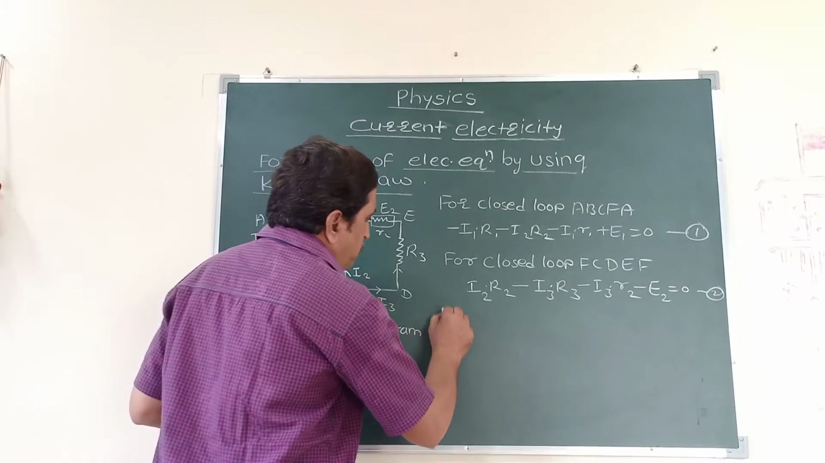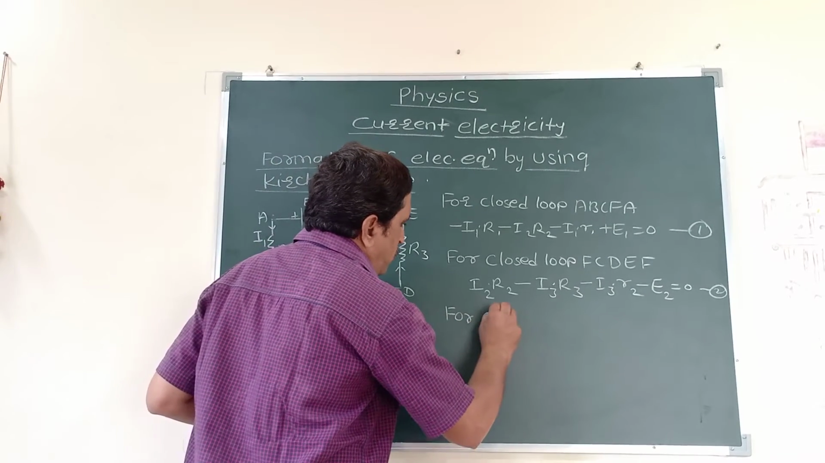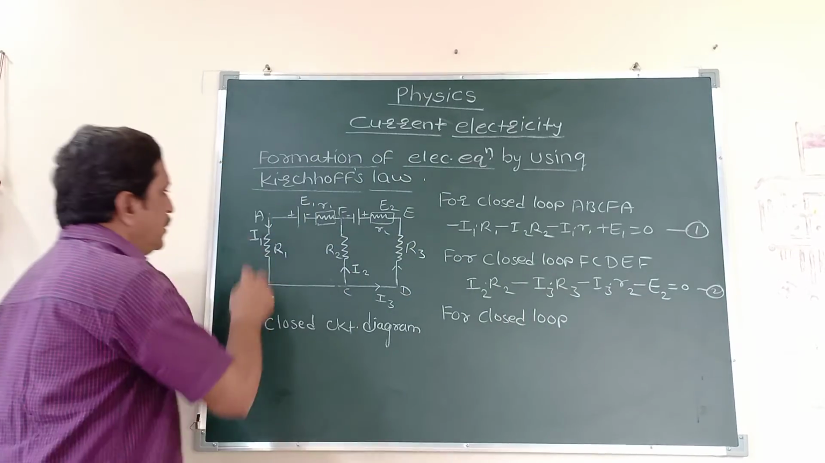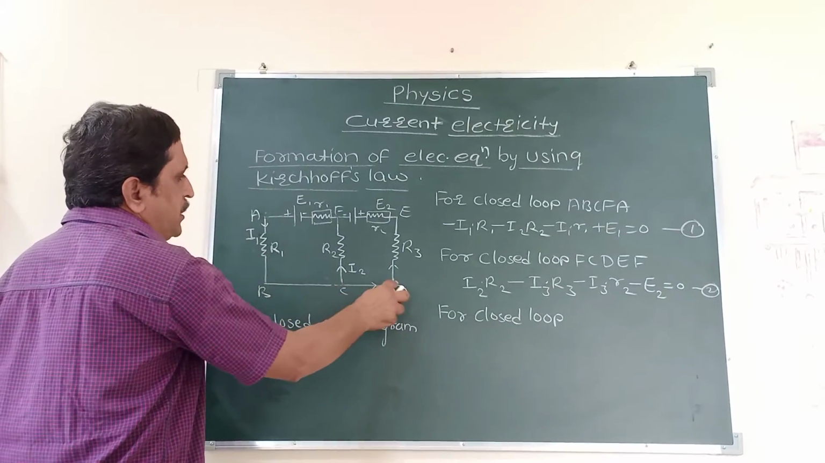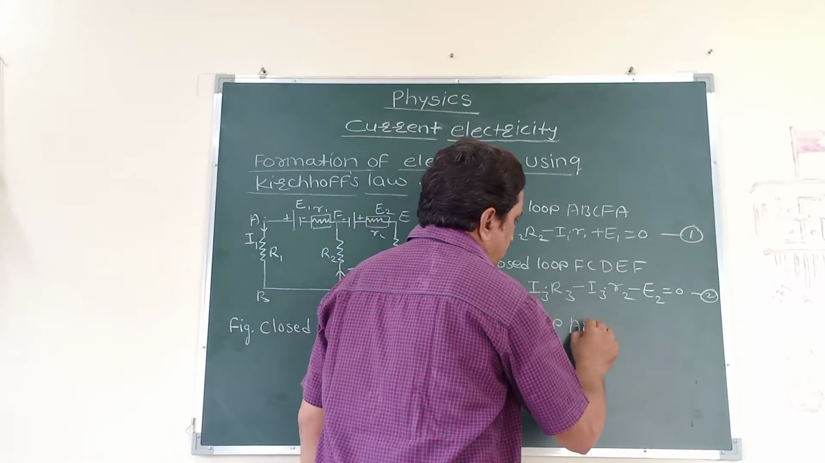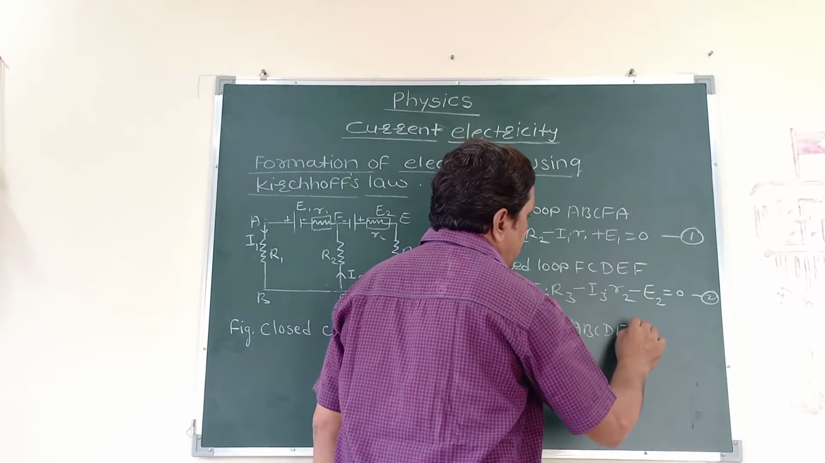Then take one more big loop. That means for closed loop A, B, C, D, E, F, A.